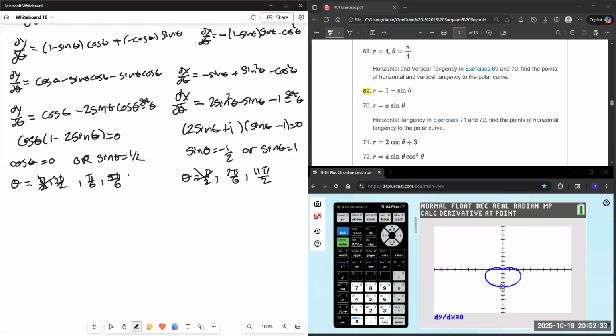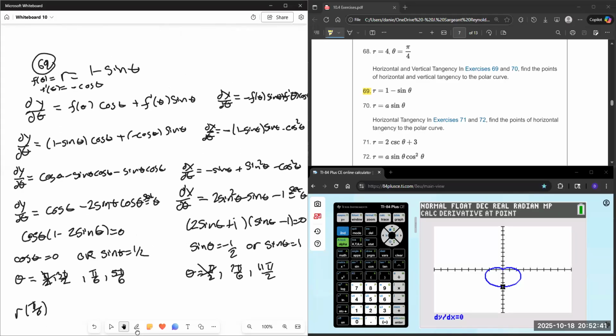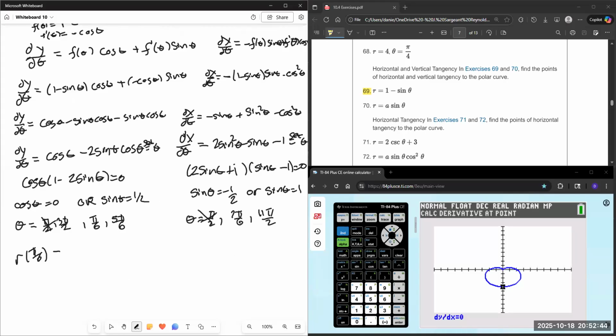So r of pi over 6 is 1 minus sine of pi over 6, 1 minus 1/2, equals 1/2. So that gives me a point here of (1/2, pi over 6). r of 5 pi over 6 is 1 minus sine of 5 pi over 6, which is also 1/2. So that gives me (1/2, 5 pi over 6).